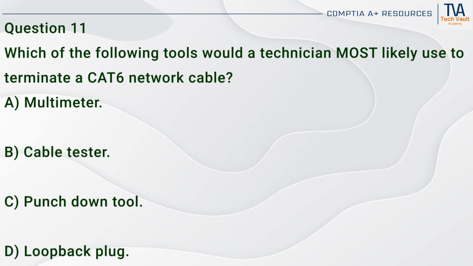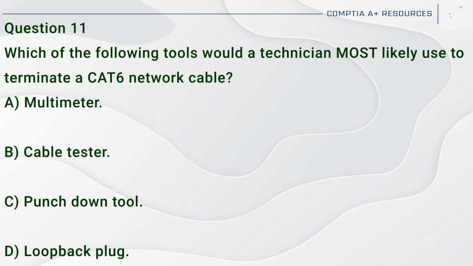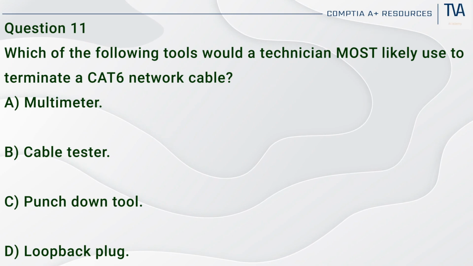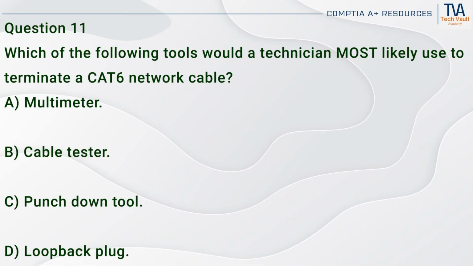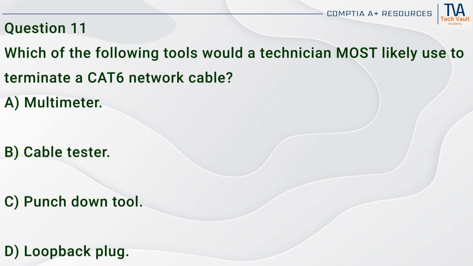Question 11. Which of the following tools would a technician most likely use to terminate a Cat6 network cable? A. Multimeter. B. Cable tester. C. Punch-down tool. D. Loopback plug.